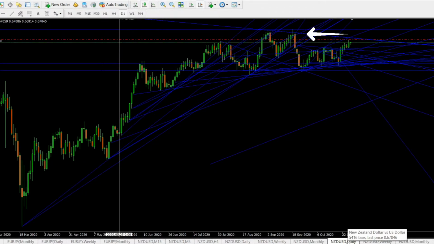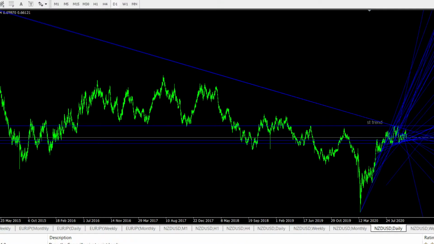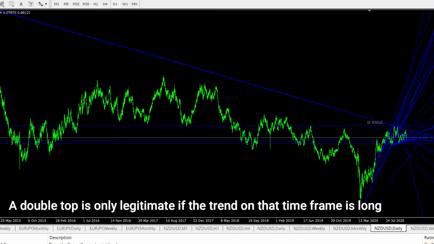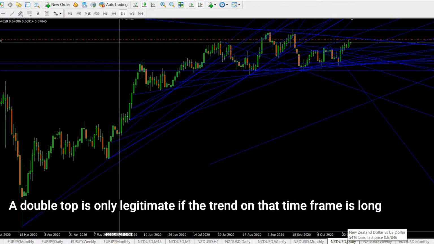The reason why this was a fake was simple. If you scroll back on the daily chart, you'll find that the daily price is in a downtrend. So, the double top, that is a reversal pattern, doesn't have the appropriate trend context. A double top is only legitimate if the trend on that time frame is long.